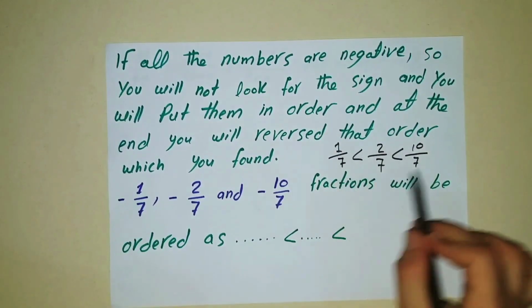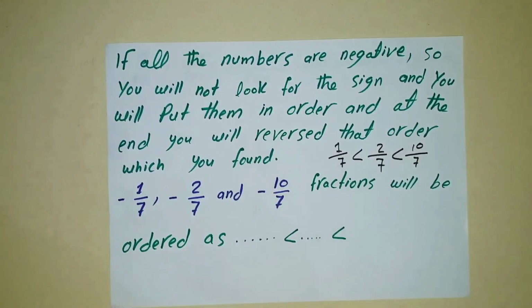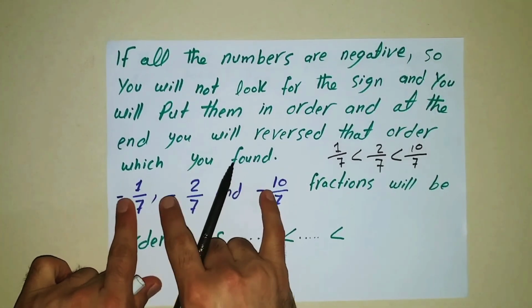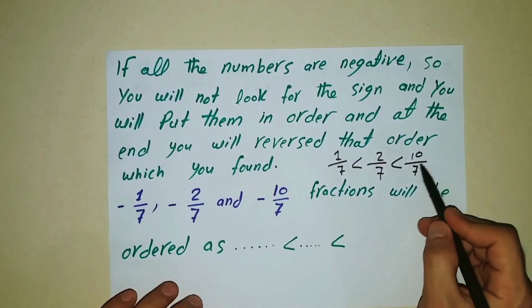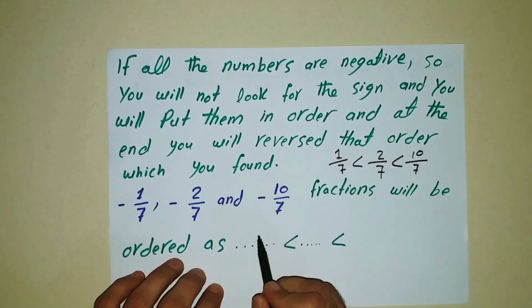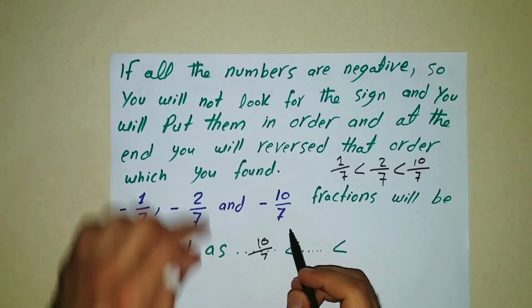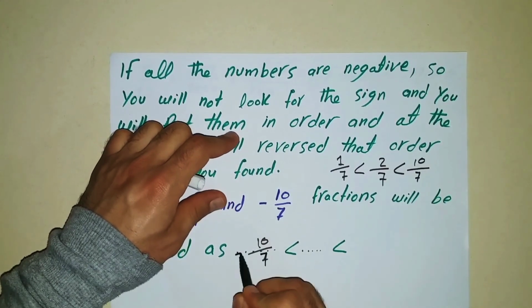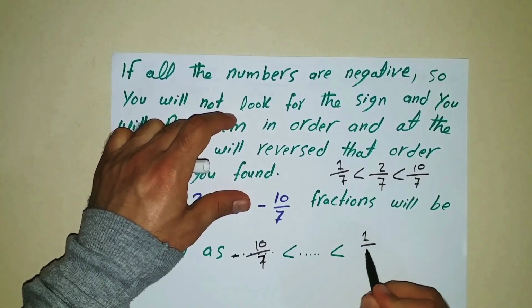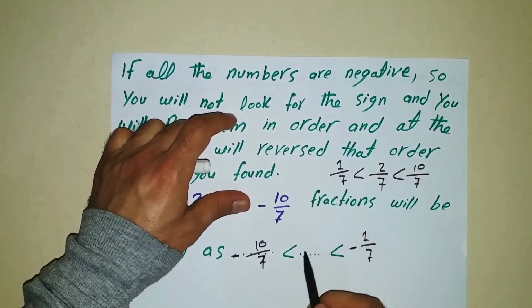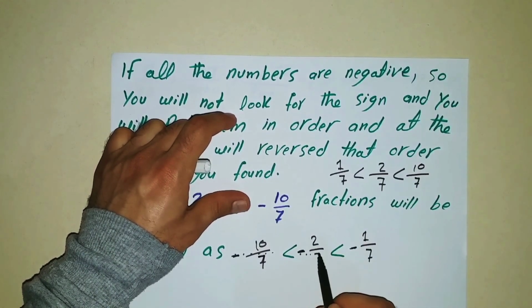This is for positive numbers. You are going to ignore these negative signs, and at the end you will write the reverse one. This one will be the smaller. Minus 10 by 7 will be the smallest, and minus 1 by 7 will be the bigger number, and at the end this one will remain the same.